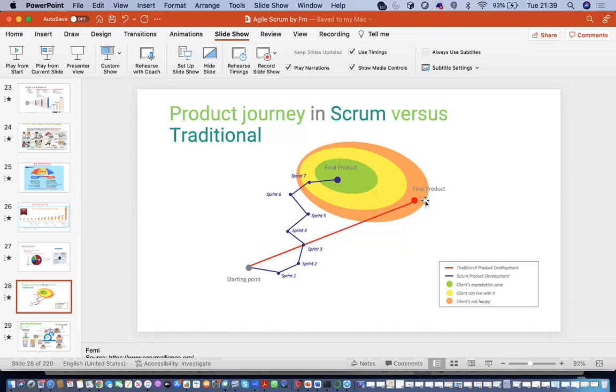Which one is better? Agile. Why? Because the client is happy at the end. Don't forget what I said here. Our main focus is to see that we are customer-centric.